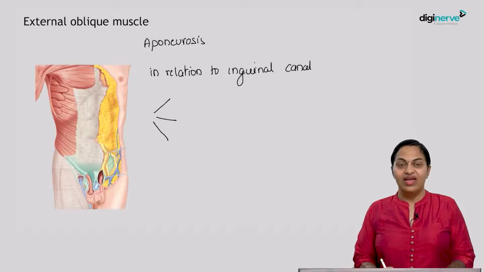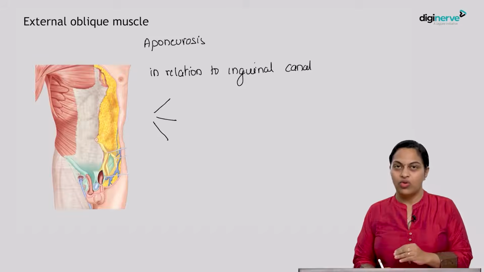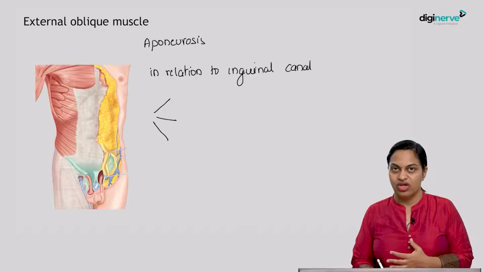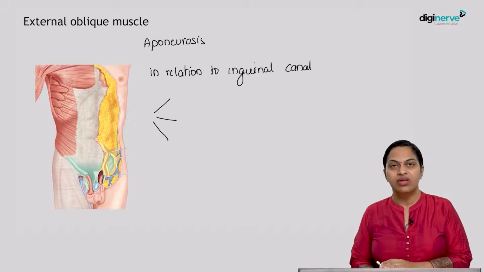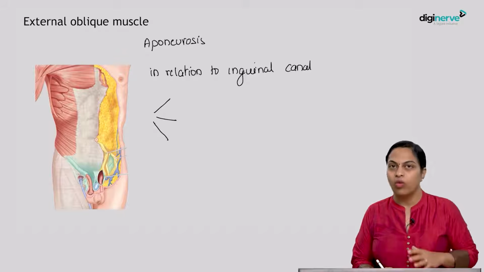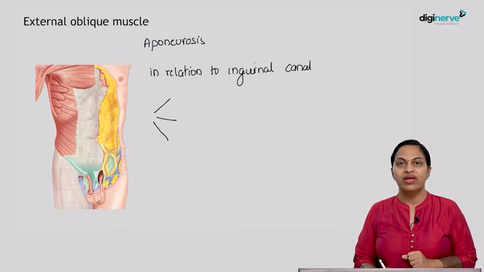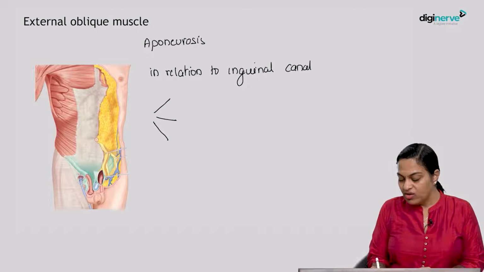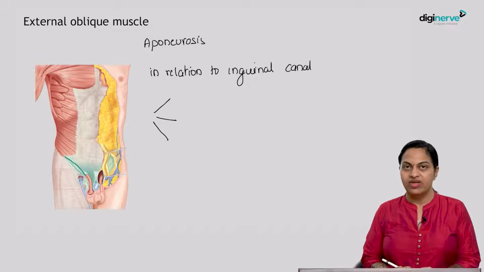Again, we saw that the aponeurosis is going to contribute to the rectus sheath. It forms the inguinal ligament. We should also know the relation of this external oblique aponeurosis to the inguinal canal. Where is the inguinal canal? So this is our inguinal ligament, isn't it?